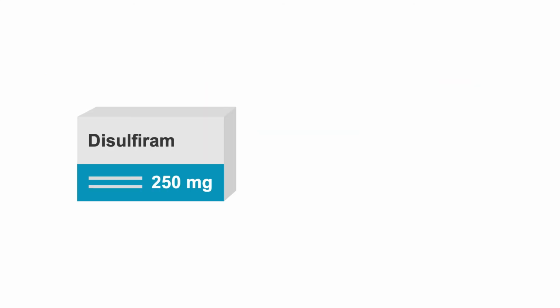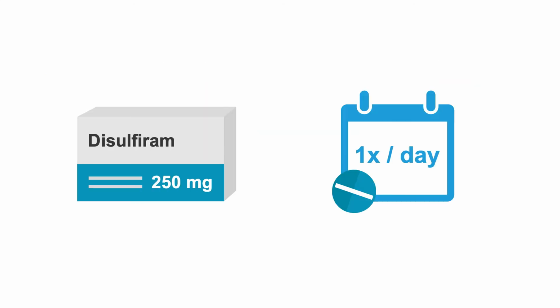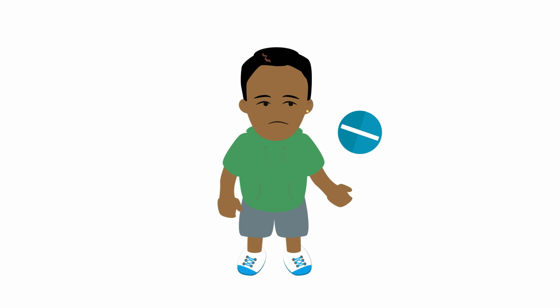Disulfiram is taken as a 250 mg pill once daily, though we often start with a 500 mg loading dose for the first week. Since medication adherence can be challenging for a medication that causes terrible symptoms, even the most motivated patient may be hesitant to take their morning dose from time to time.